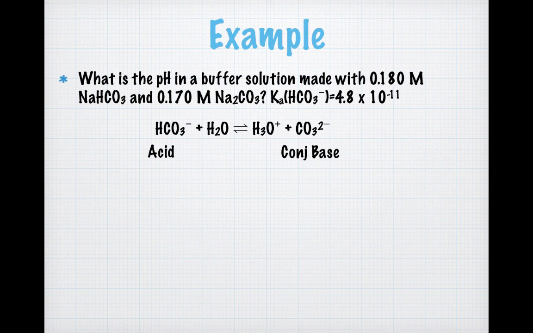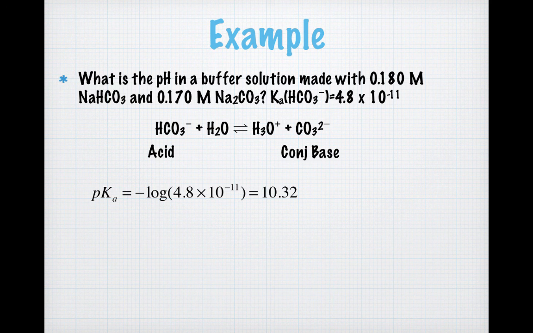So if we set up our equation as an acid dissociation equation, we have our bicarbonate ion, HCO3 minus, as our acid reacting with water. It's forming hydronium and its conjugate base, carbonate ion, CO3 2 minus. And so we have our acid and our conjugate base both present in solution. They're in different concentrations, and that's okay.